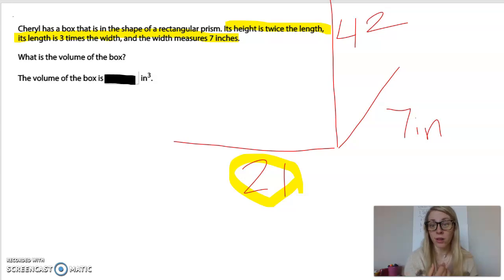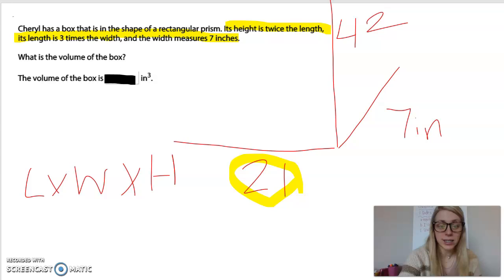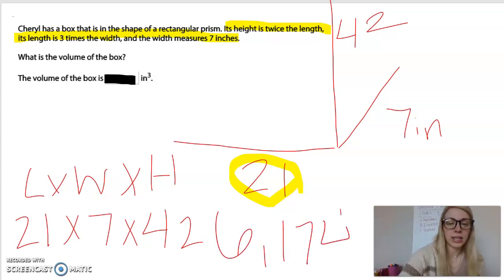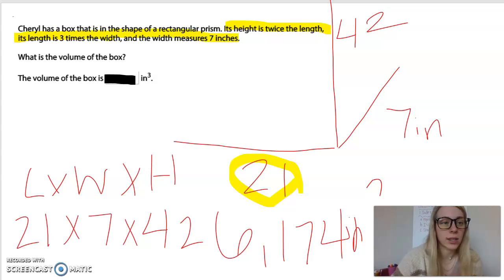So now that we have all of our information, we can do length times width times height. So we can do 21 length times 7 width times 42 height. And I'm going to do that real quick just because I don't have a lot of time. 21 times 7 times 42, that gives us 6,174 inches cubed. Let's see if that is correct. And that is in fact correct. All right, moving on to our last slide here.